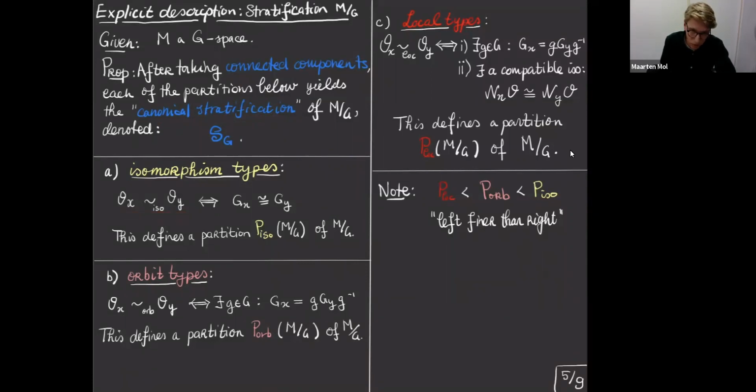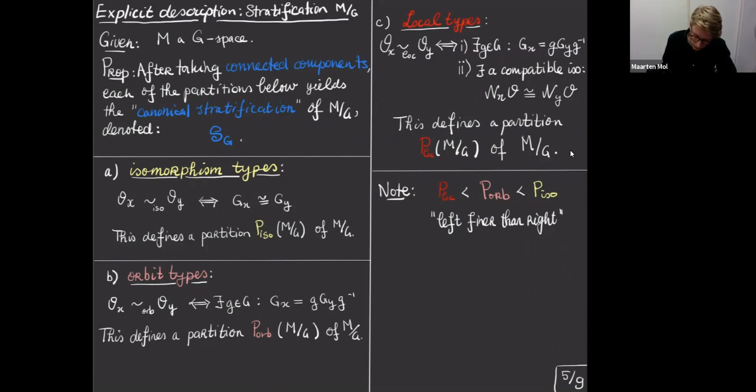The first and simplest such partition we can consider is given by the equivalence relation written here. Two orbits, the orbit through X and the orbit through Y, are equivalent if and only if the isotropy at X is isomorphic as a Lie group to the isotropy at Y. This defines a partition which we call the partition by isomorphism types.